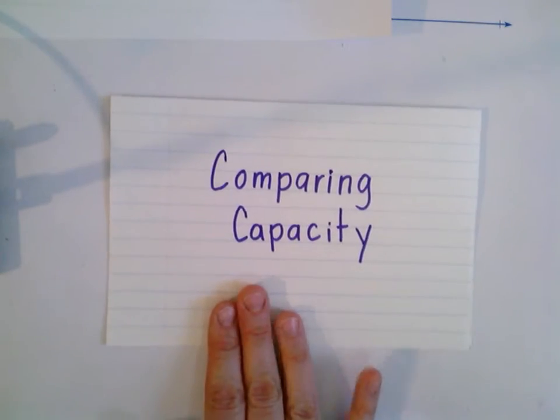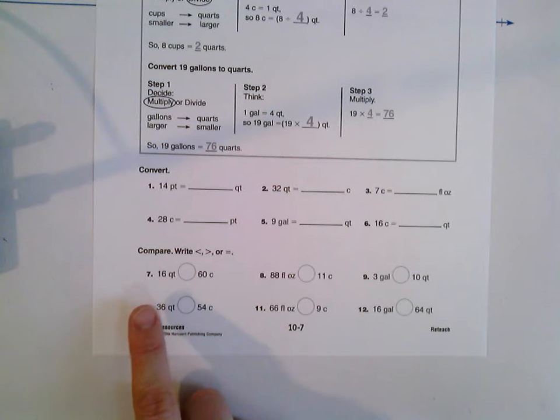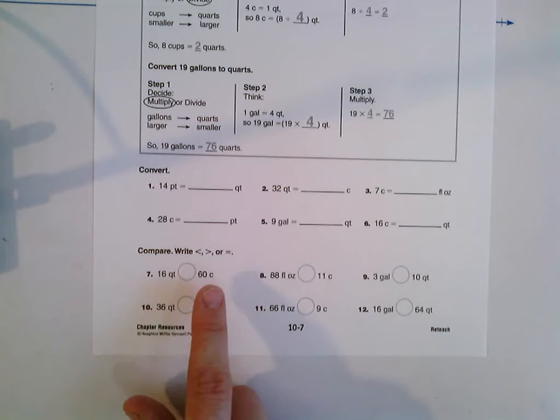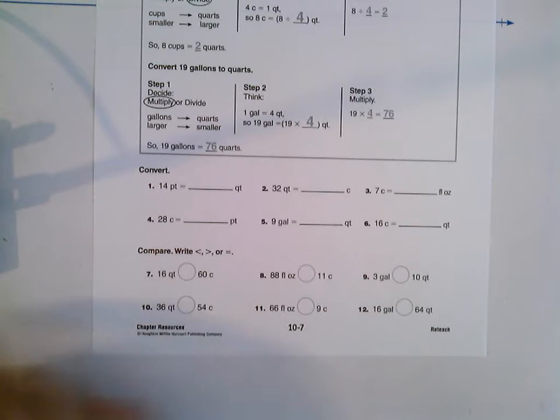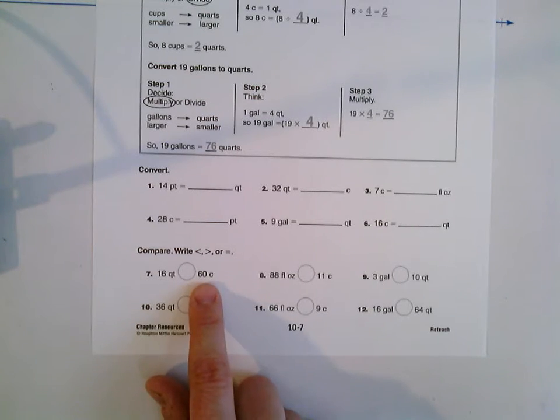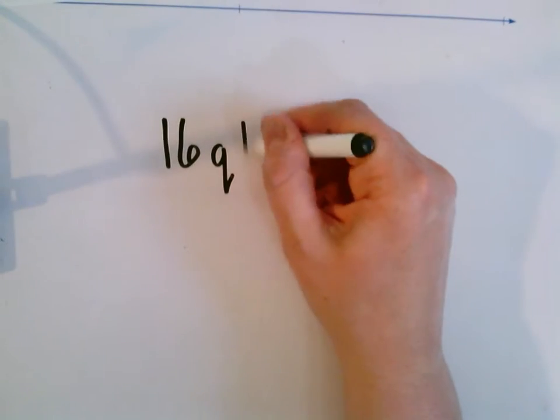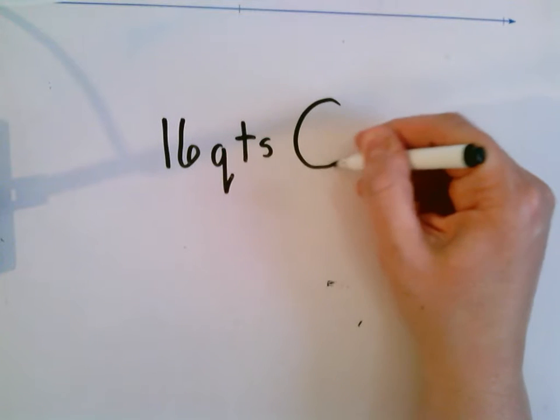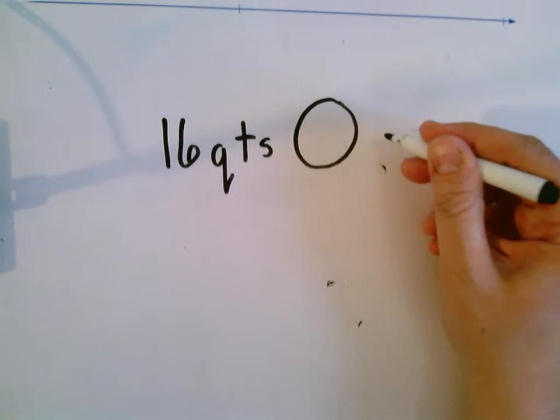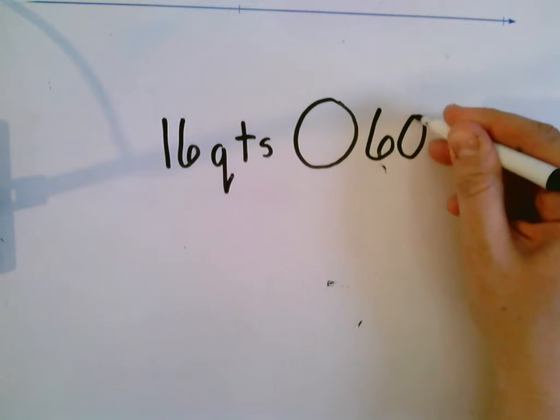All right, so let's compare capacities. Let's take a look at a sample problem. The first problem that we're going to look at when we're comparing is tell whether one measurement is less than, greater than, or equal to another measurement. The first one we're going to look at is 16 quarts, and we're going to compare that to cups. So I'm going to rewrite that out on our whiteboard here. So 16 quarts, and we're comparing it, so you should put a circle here for you to put your symbol, to 60 cups.